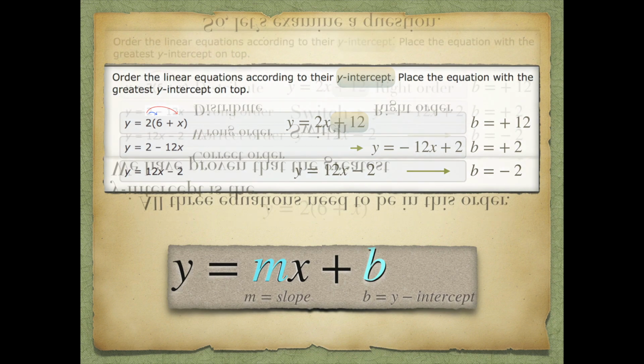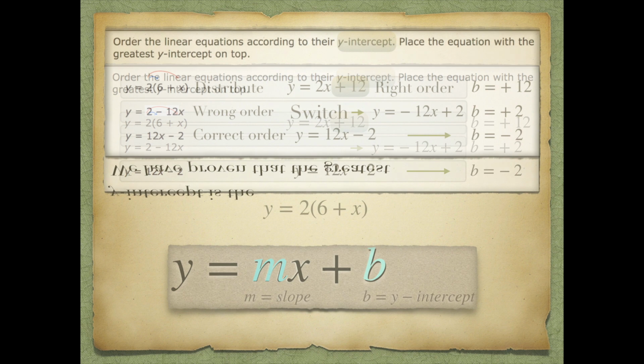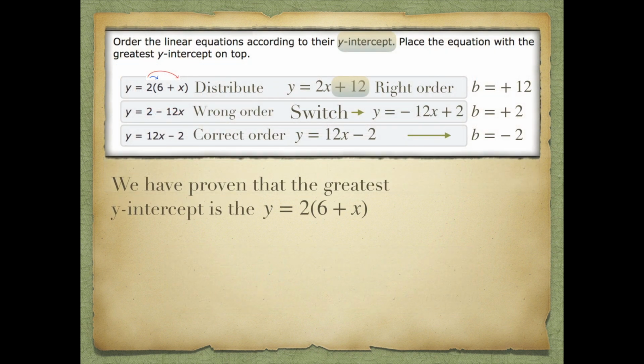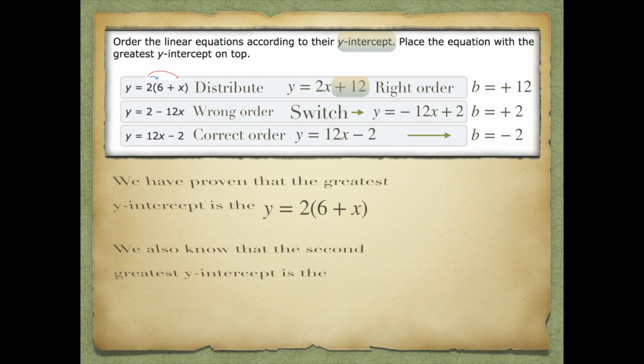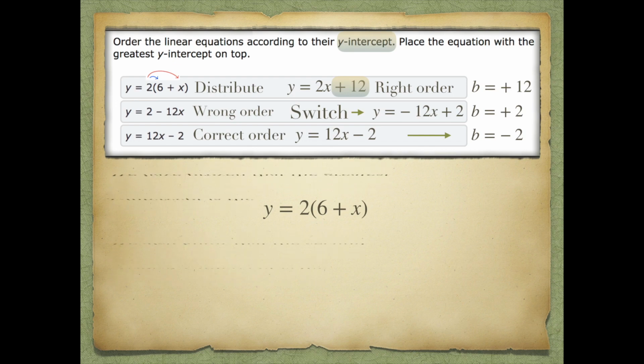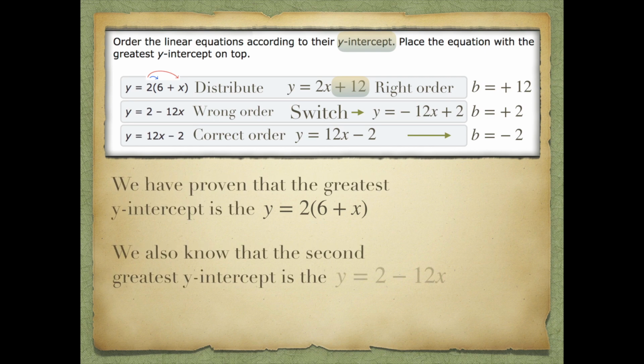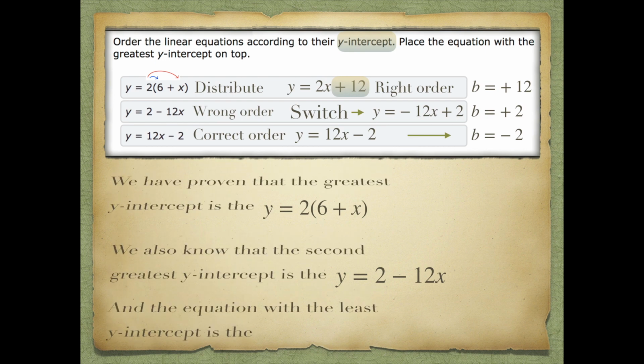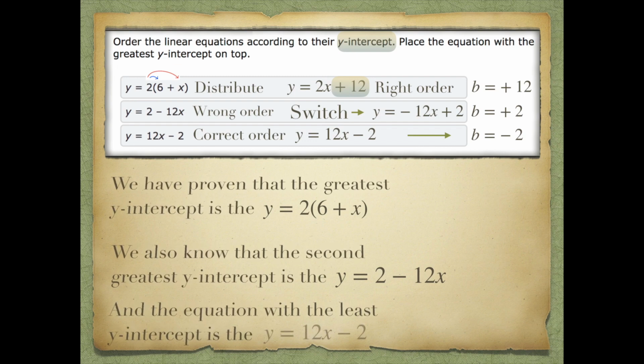Now we've determined the y-intercept of all three equations, and we have proven that the greatest y-intercept is in the equation y equals 2 times the quantity 6 plus x. We also now know that the second greatest y-intercept is the y equals 2 minus 12x, because the intercept there was positive 2, which is less than 12, of course.